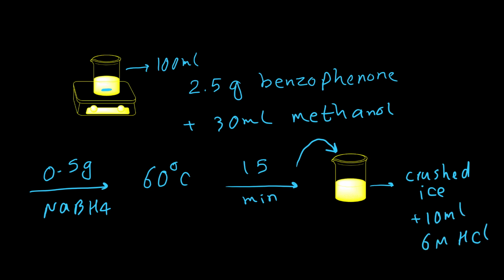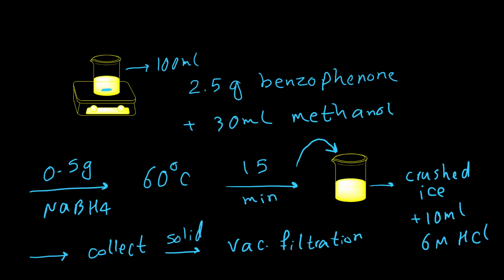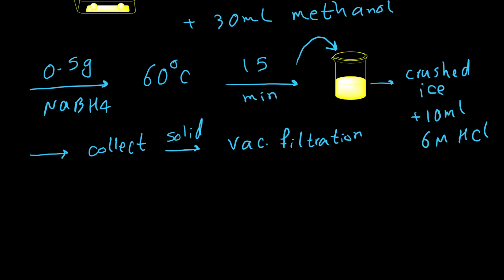After addition, we can see bubbles form. This bubbling is the reaction of acid and sodium borohydride, which can produce hydrogen gas. After the bubbles have ceased, we are going to collect the solid by vacuum filtration. And then we may need to leave the solid under vacuum for 10 to 15 minutes to make it completely dry. After that, analyze the product by IR and also by measuring the melting point.